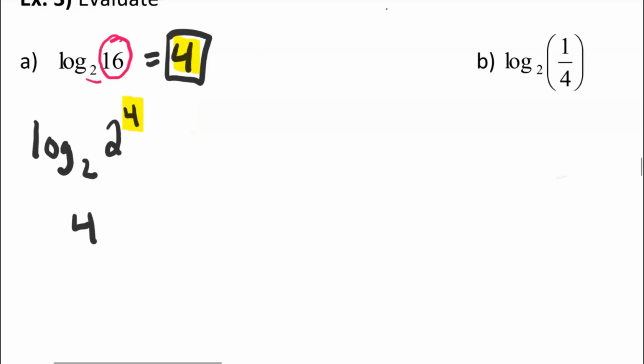Okay, let's try another one. Log base 2 of 1 over 4. Okay, so we want to change this 1 over 4 so that it's 2 to the power of something. Right, so we want our argument and our base to be the same. So we want log base 2, and in this case, it's going to be 2 to the power of negative 2. So the answer is going to be negative 2, okay?